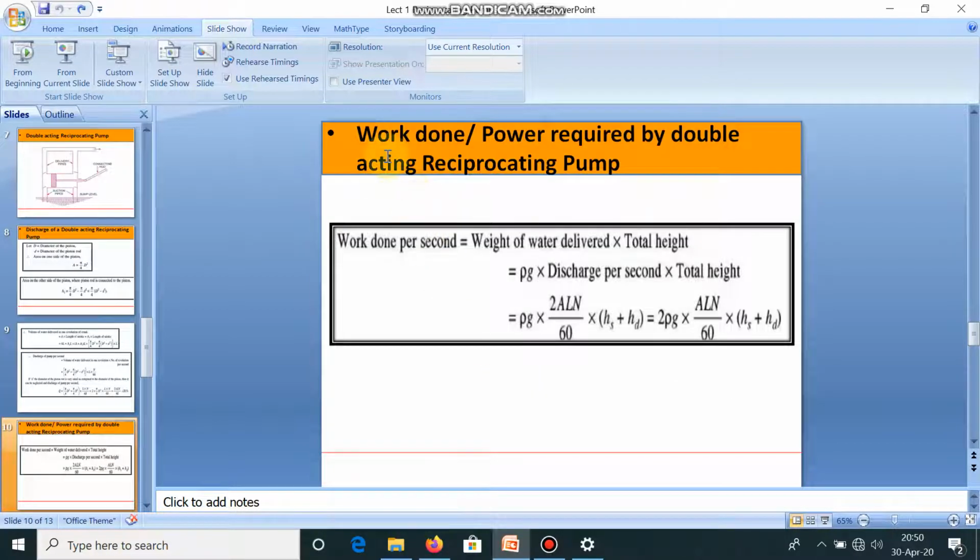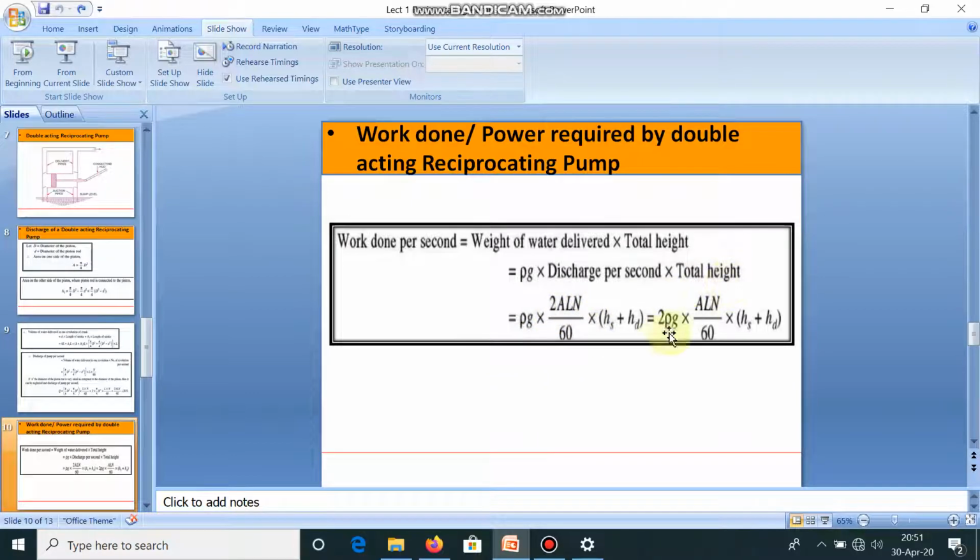Now let's find the expression of work done per second or power required by a double acting reciprocating pump. As we know, work done per second is evaluated from the weight of water delivered multiplied by total height. So weight is mass into gravity. Work done per second is equal to mass into gravity upon time. So that is mass flow rate. Mass flow rate is rho into Q, and Q becomes 2ALN upon 60.